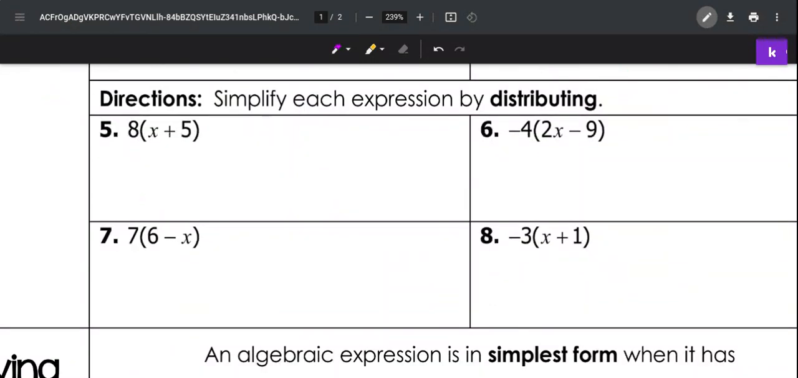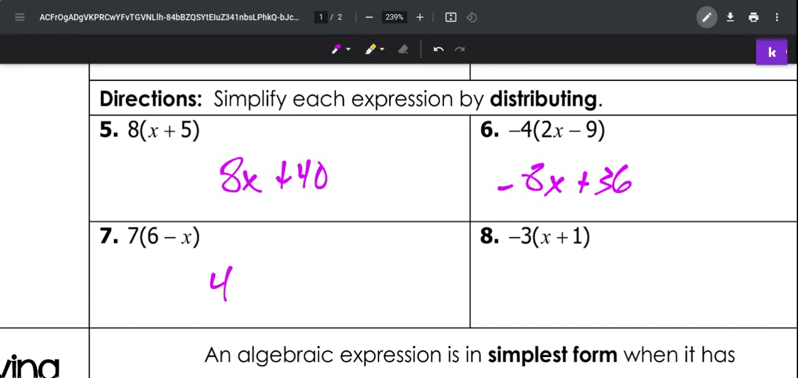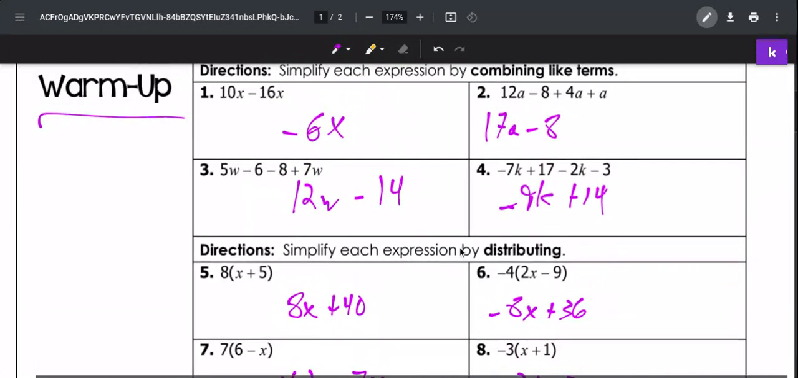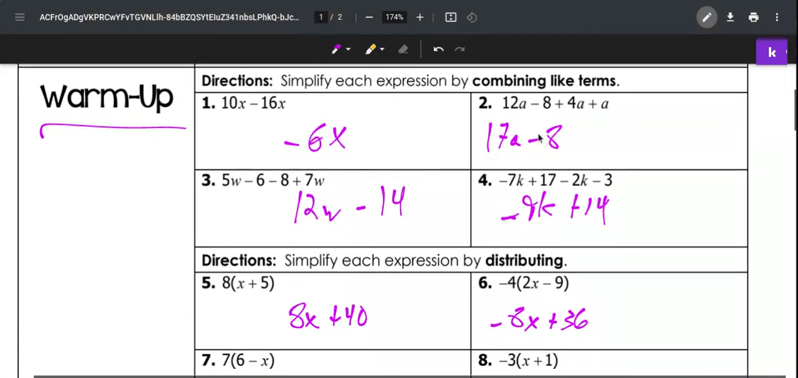Second part. Pause this again. Try to distribute these. Hopefully we can do that. So you get 8x plus 40, negative 8x plus 36, 42 minus 7x, and negative 3x minus 3. All right. So that's kind of the quick overview. Here's what we're about to do. We're about to take these two things and combine them.